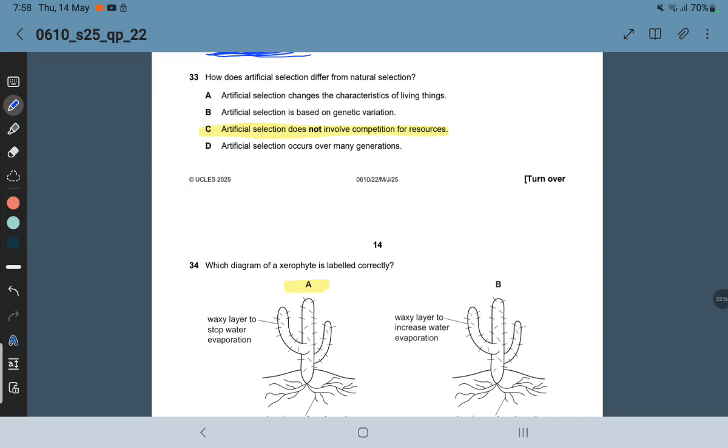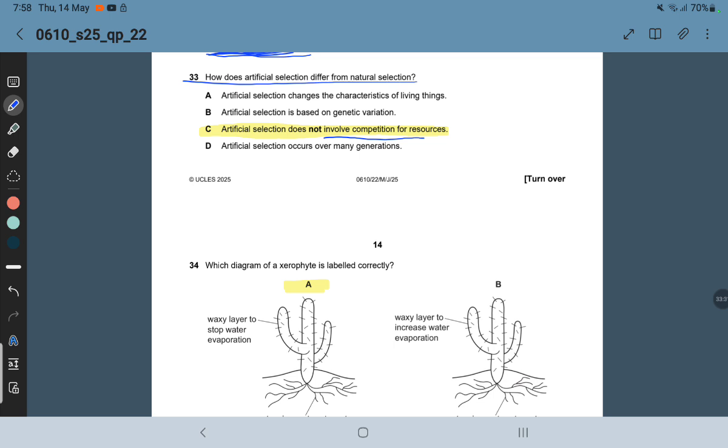Now 33. How does artificial selection differ from natural selection? Well, artificial selection does not involve competition for resources compared to natural selection, which involves competition for resources. As an example, take two giraffes, one with a long neck and one with a short neck. The long-necked one has access to a tall tree which has leaves, but the short giraffe does not have access to that tall tree. So basically the longer giraffe will survive, but the shorter giraffe will basically die, okay?